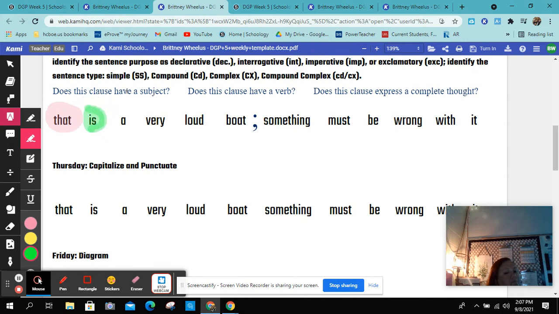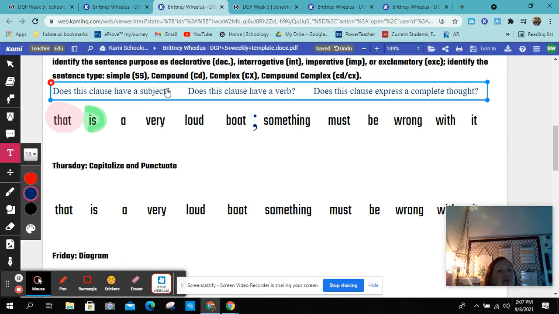All right. How do you know it's not a transitive verb? Because there's no direct object. Exactly. Now, does this clause express a complete thought? Yes, ma'am. Okay. So we can officially answer yes to all 3 of these questions.